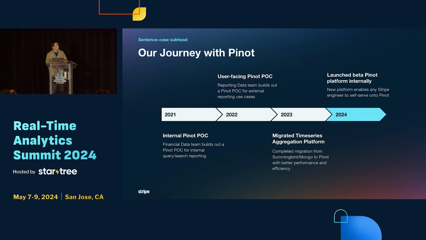This year, we actually launched a beta Pinot platform internally that allows Stripe engineers to self-serve onto Pinot. Up until this point, many of our use cases users had to use frameworks that limited the flexibility they had to use the full feature set that Pinot offers. Users had to either fit these existing patterns that we already had or request and manage their own dedicated cluster. And now they can actually fully self-serve and create Pinot tables without our team's assistance.